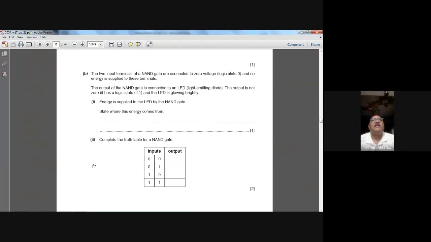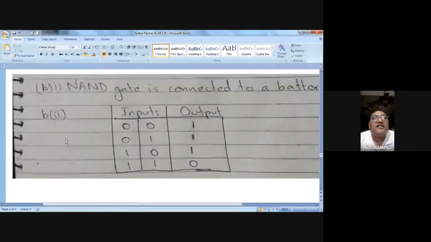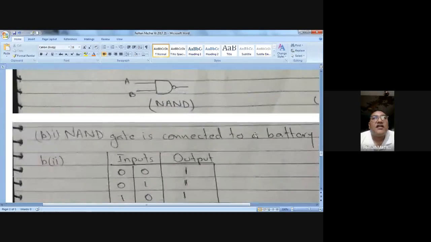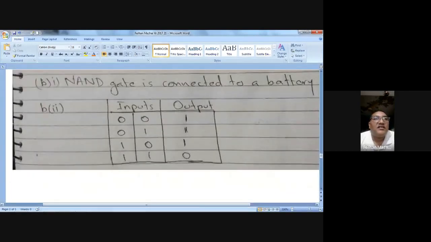Energy is supplied to the LED by the NAND gate. State where this energy comes from. So you see, it has not been shown here, but the NAND gate is connected to a battery, an EMF source, and from there it is getting the electric energy, from that source. So one more question, I've written its answer also: the NAND gate is connected to a battery.